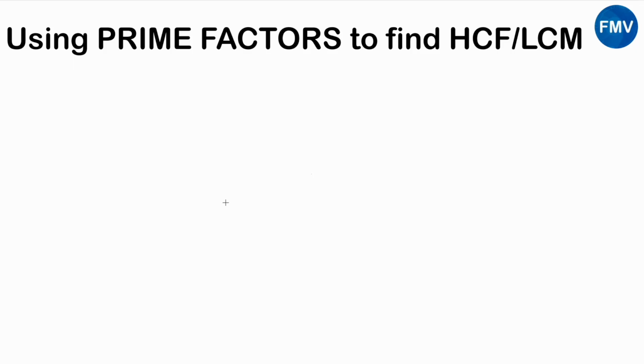Before we look at finding the highest common factor and lowest common multiple using prime factors, we need to understand what a prime factor is. So a prime factor is just a factor of a number that is also a prime number. For example, if we look at the factors of 27, we can break 27 down into its components.